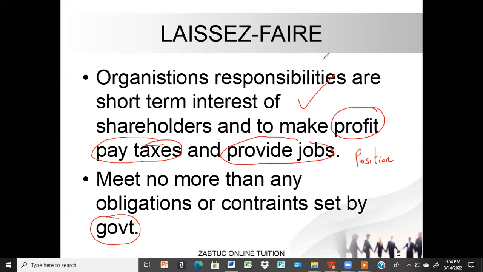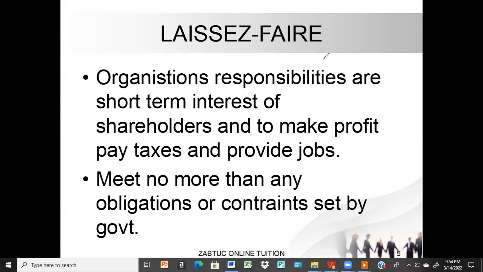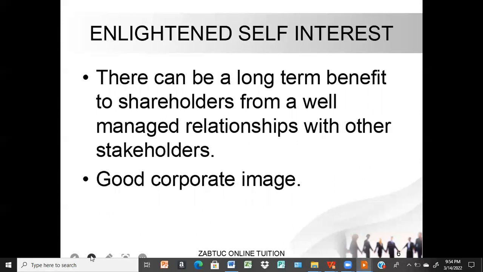Let's upgrade. An upgrade involves enlightened self-interest. There can be a long-term benefit to shareholders from a well-managed relationship with stakeholders, good corporate image. Now here we're not looking at short-term shareholder interest, we're saying long-term shareholder interest. So the driving force for this stance is, what should we do to secure our shareholders' long-term interest.